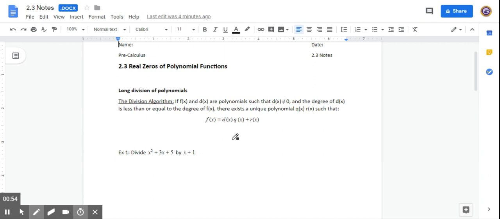So f of x equals d of x, so that's going to be our divisor, times the quotient, so that will be the answer we get at the very end, plus the remainder. So once again, we have the divisor as d of x and the quotient as q of x. And then r of x is the remainder.